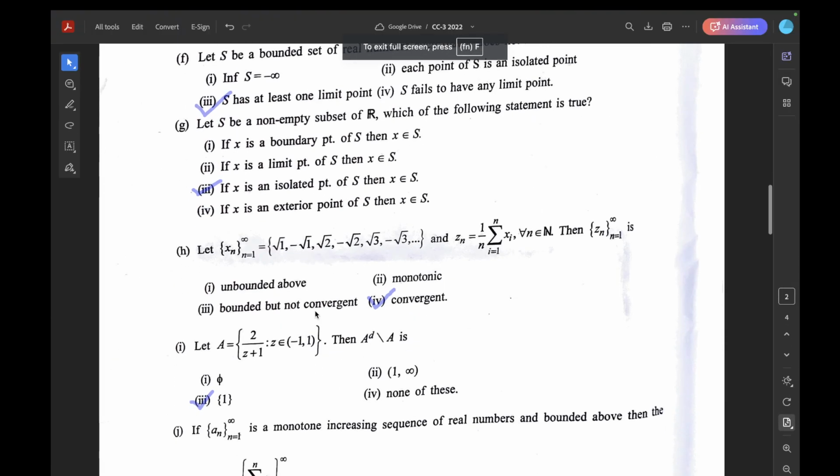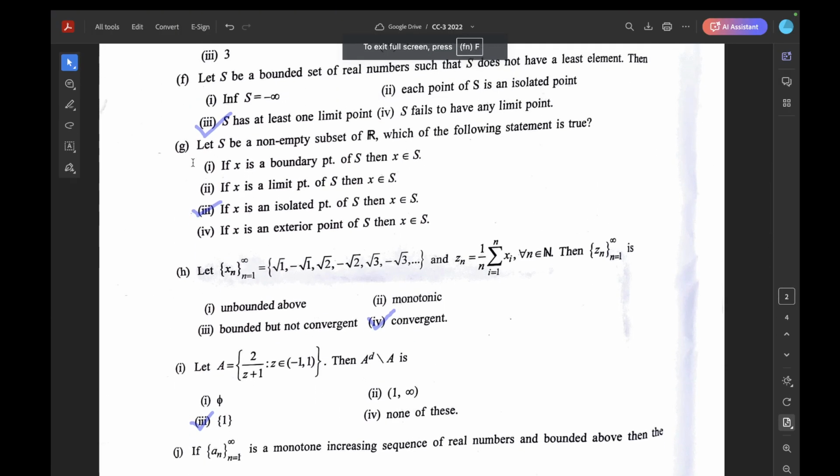Next question. Question 7. Let S be a non-empty subset of R. Which of the following statements is true? The correct option is 3: if x is an isolated point of S, then x belongs to S.